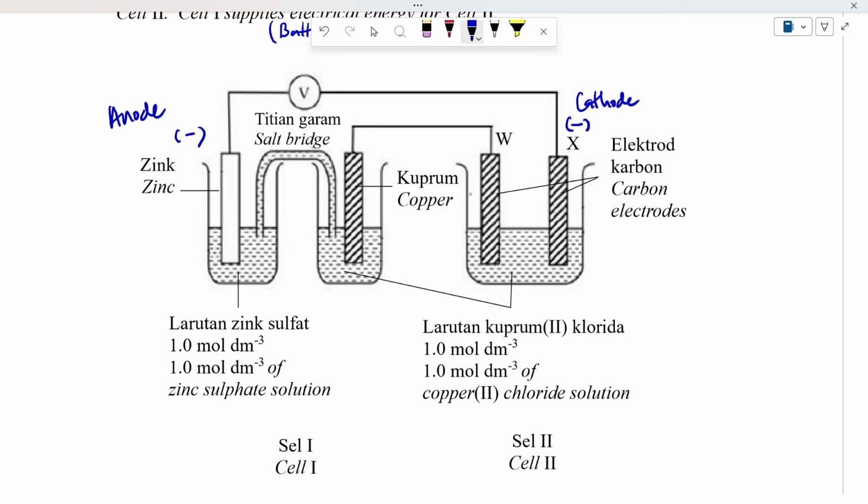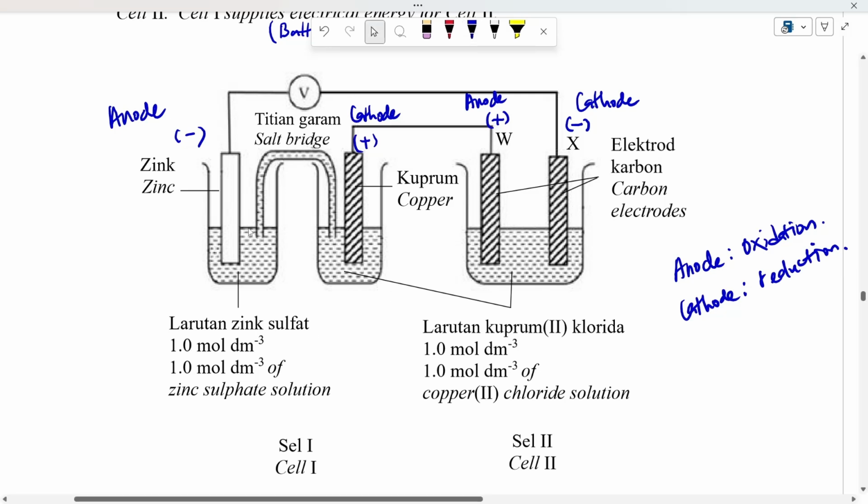Then this one becomes positive. This one is the cathode, and it is positive also. So here you can record down: anode undergoes oxidation. You don't care which one is the electrolytic cell or the voltaic cell. Anode must undergo oxidation. Cathode undergoes reduction.